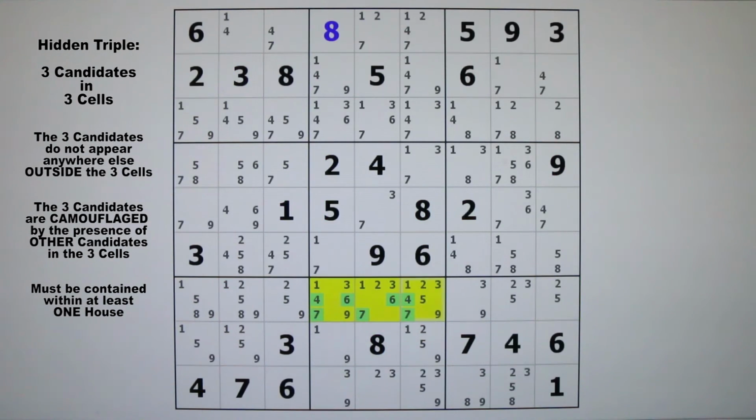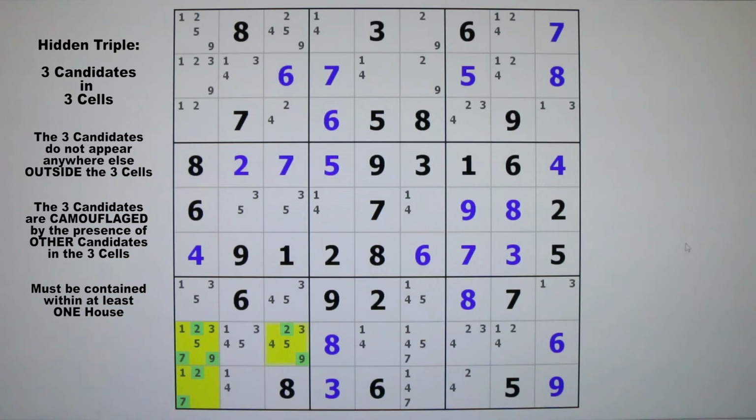Next one. The candidates 7, 4, and 6 lie in those 3 yellow cells, and they lie nowhere else in block 8. So we can remove the 1, the 3, and the 9, the 1, the 2, and the 3, 1, 2, 3, 5, 9, leaving just the 4, the 6, and the 7. All right, next. Down here in block 7, we have a triple of 7, 2, and 9 that's hidden. They do not appear anywhere else outside the yellow cells, so we can remove all the other candidates from those 3 cells.